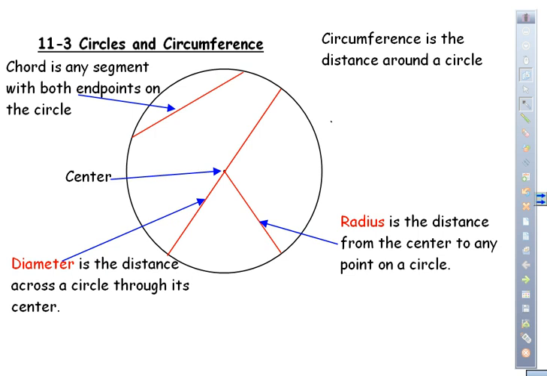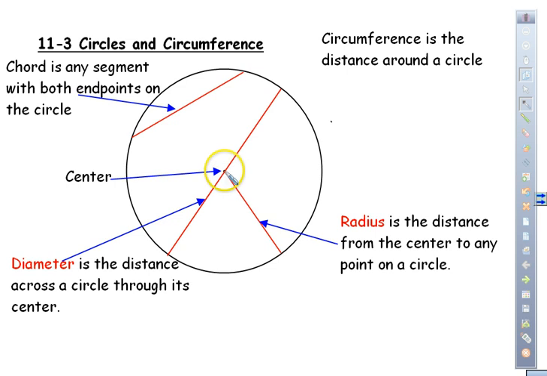All right. One thing that you need to understand is that the circumference is the distance around a circle. It's like the perimeter of a circle. A chord is any segment with both endpoints on the circle. So this is the chord that goes from one side of the circle to the other, that doesn't necessarily pass through the center. Chords we're really not going to work with today, but it is something I wanted you to know about, and I think you've probably talked about it in the past.